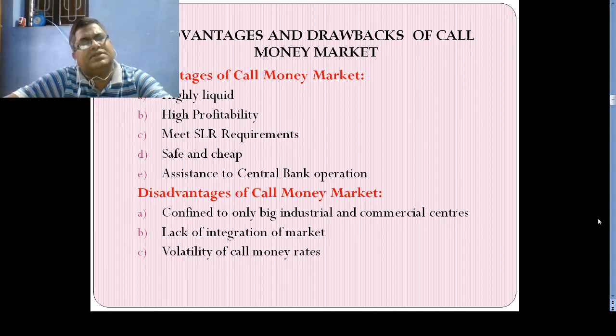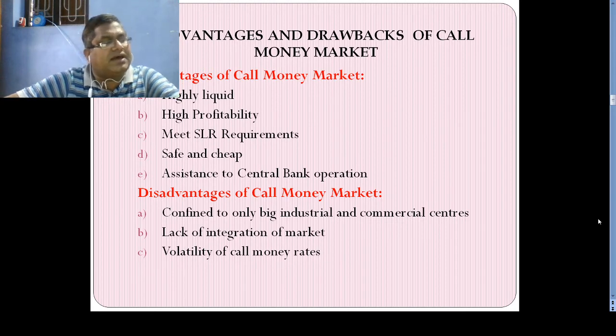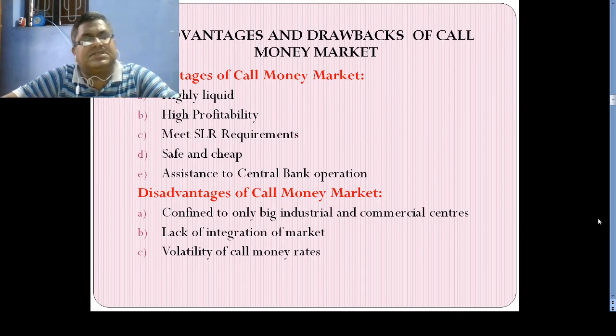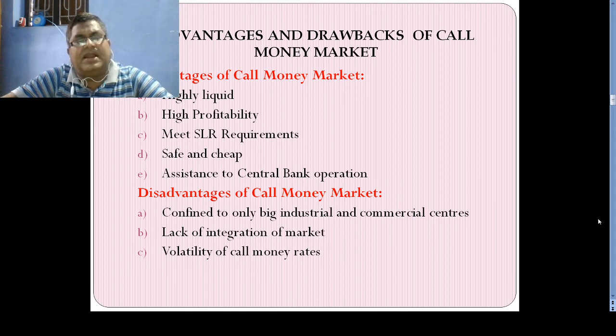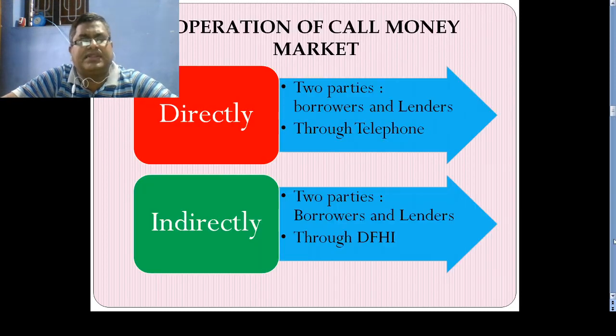If you talk about the disadvantages of the call money market, it is always confined to big industrial and commercial centers. Big industrial and commercial centers means big business houses are covered under this type of call money market. There is a lack of market integration, and the volatility of the call money market is very high, because it is 1 day to 14 days.